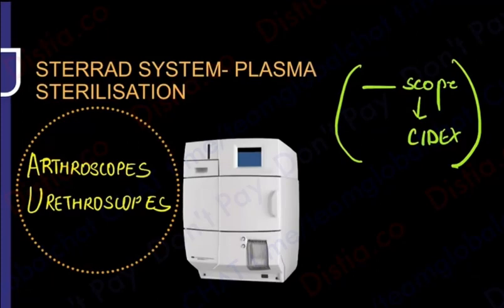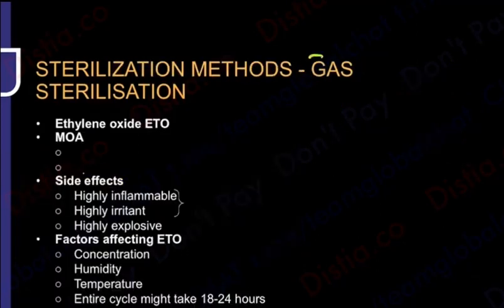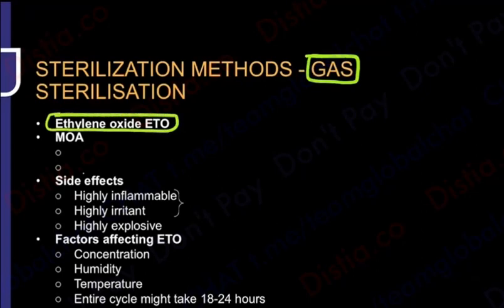Coming down a bit, let us come to the 3rd state of matter, and that is gas sterilization. Which gas am I talking about? I'm talking about ETO, ethylene oxide. Okay. So firstly, what does this do? This is going to kill the bacteria and kill the spores.